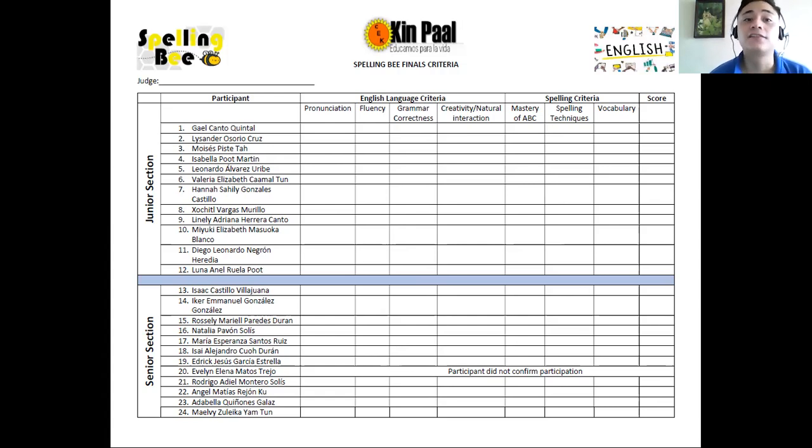So this is the spelling bee finals criteria. This competition is integrated in two different sections, junior section and senior section. First graders, second graders, and third graders are part of the junior section. Their age range is from 6 to 8 or 9 years old. Senior section finalists belong to fourth graders, fifth, and sixth graders, and their age range is from 8 or 9 years old to 11 or 12 years old.